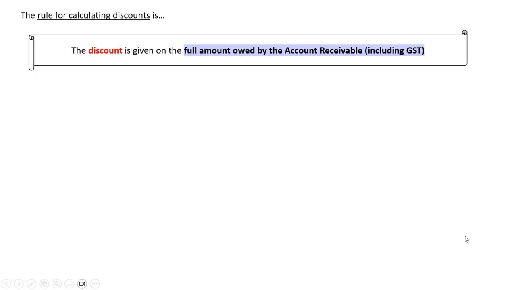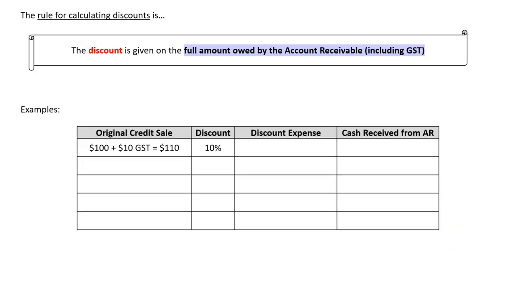So the rule for calculating discounts is the discount is given on the full amount owed by the account receivable, including GST. So just to look at some examples, we had a credit sale of 100 plus 10. The discount is 10%. So the discount would be 10% of 110 or $11. Now the other thing we need to calculate is then how much cash are we going to get from the account receivable. So if they owe 110 and we take out the $11 discount, we'll get $99 from them. So we're going to need the numbers in both of these columns.